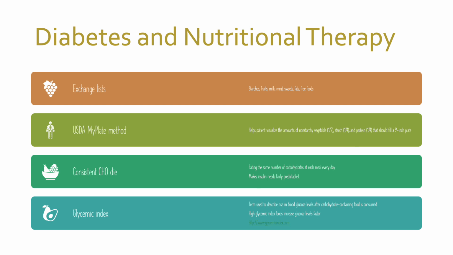The USDA MyPlate method is probably something you can find on the USDA website. And they have a MyPlate for diabetics. And that helps divide up what people are eating, prescribed specifically for diabetics. The consistent carbohydrate diet, that's kind of a no-brainer diet.